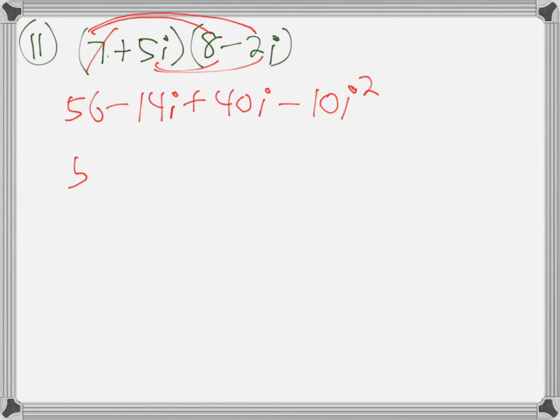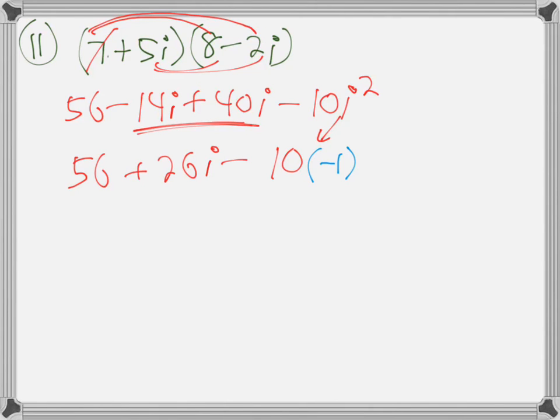And now, these two in the middle are like terms, aren't they? So they'll combine. 40 minus 14, what is that? 26i. And then what do we do with i squared? It becomes negative 1. Do you see what happened there? I leave i as i, so the plain i just stays i. But the i squared I don't leave, I replace it with negative 1. Like that, are we good? Everybody see what's happening there?